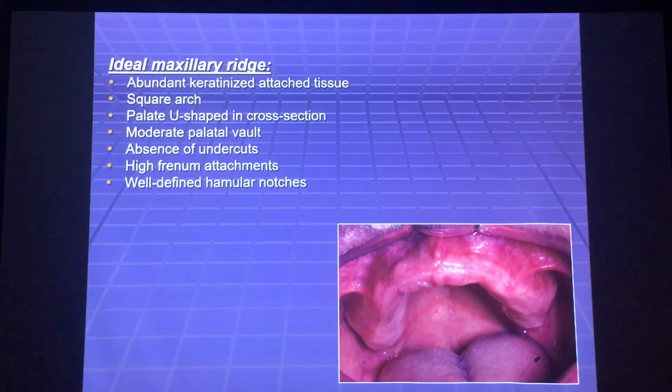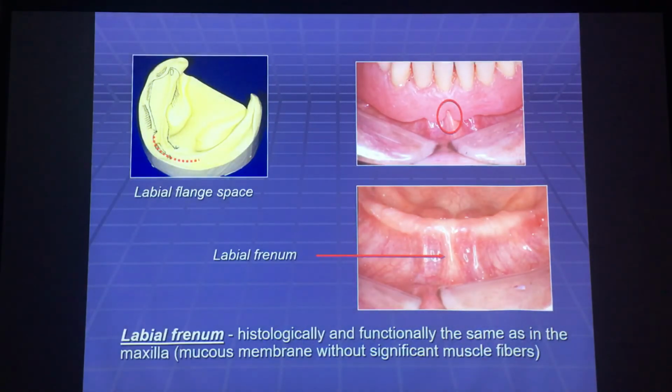Here's the ideal maxillary ridge, things I just mentioned earlier. How much keratinized tissue, square arch, palatal U-shaped cross-section. These are ideal things. A moderate palatal vault, no undercuts, no bony undercuts at least. That's going to be painful. High frenum attachments and well-defined tuberosities in the hamular notch area.